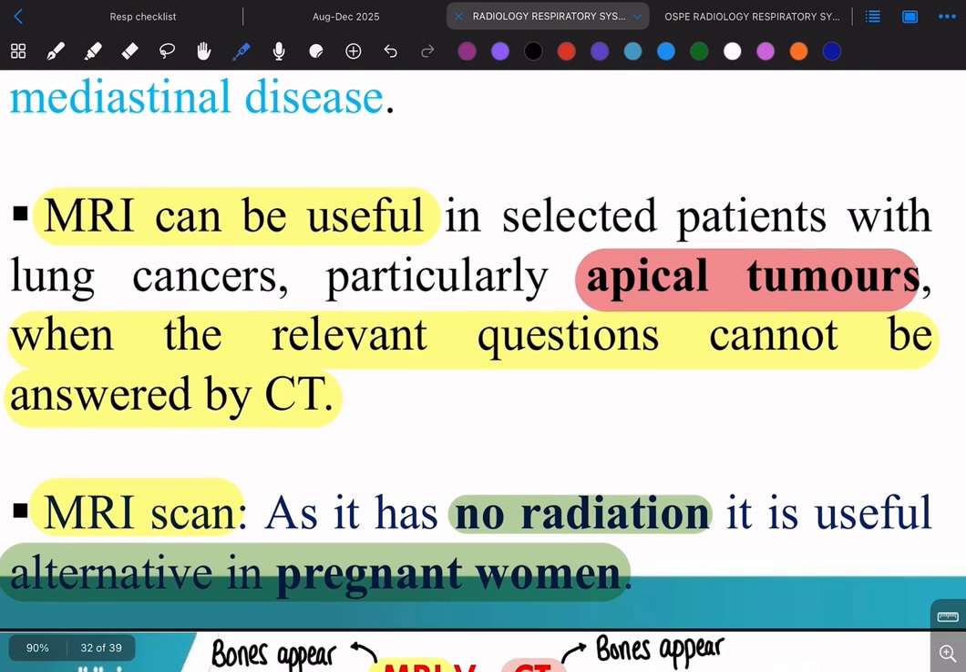The second thing or the second condition where we use the MRI is for pregnant women. Why? Then it's a good alternative since it has no radiation. So it's not going to be of any harm for pregnant women.